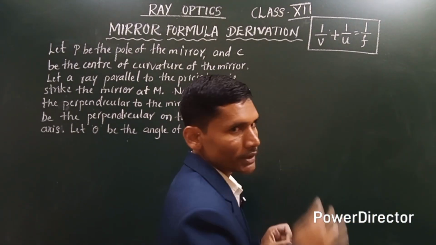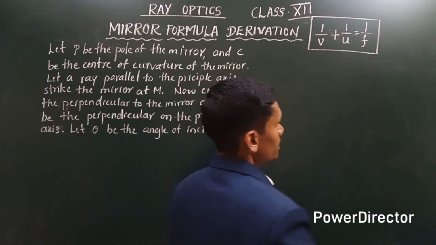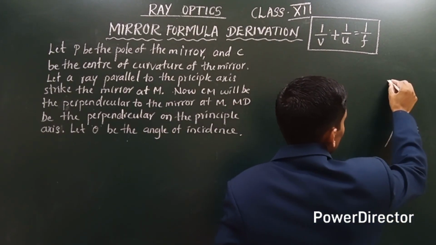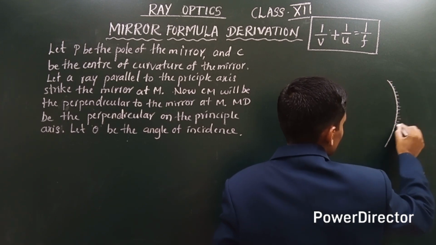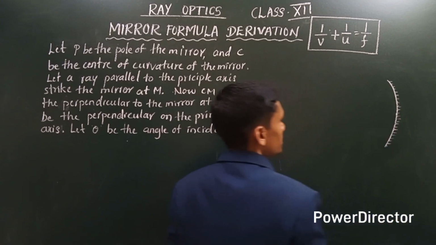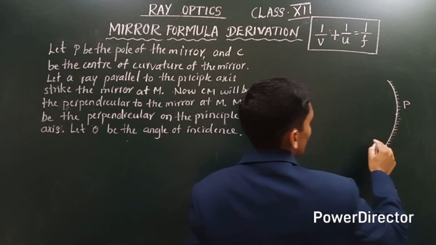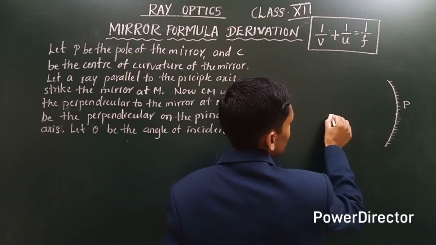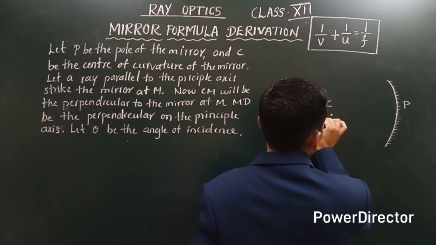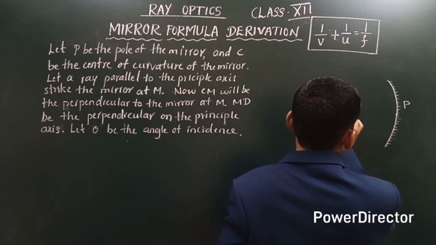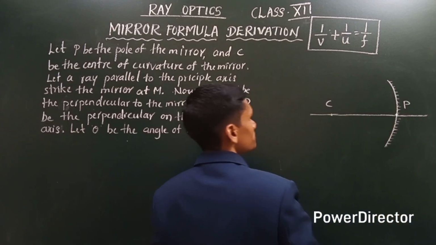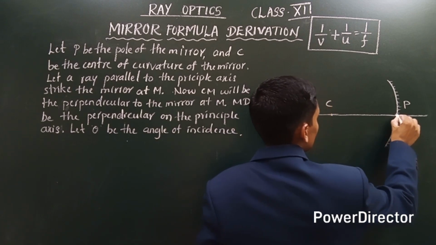Next, you see how to start. Here you have to show a concave mirror, with the reflecting surface on one side and the rough surface on the other. Now you have to say: let P be the pole of the mirror and C be the center of curvature of the mirror. Now the line passing through C and P is this imaginary line, the principal axis.